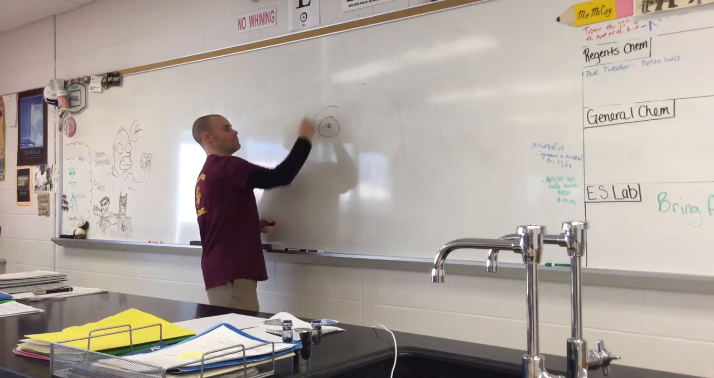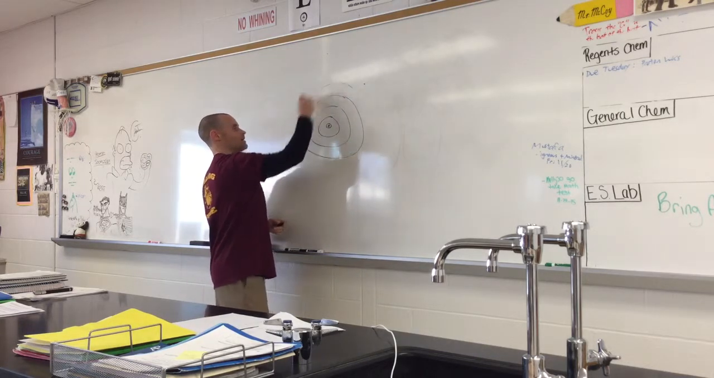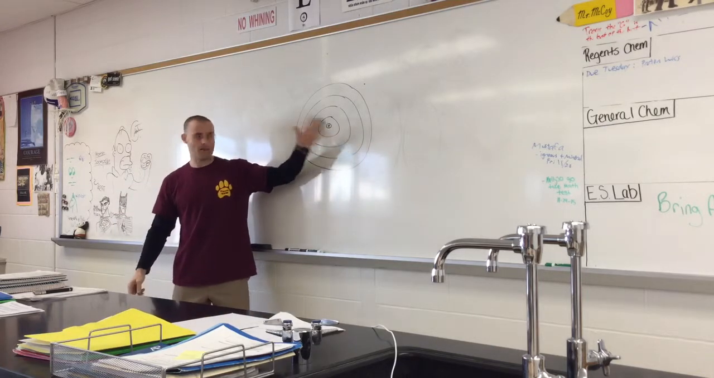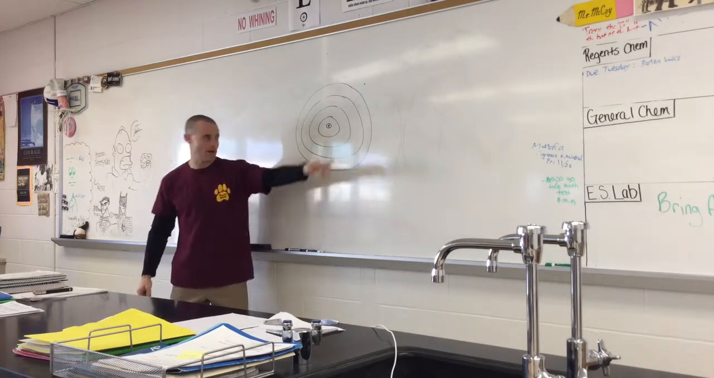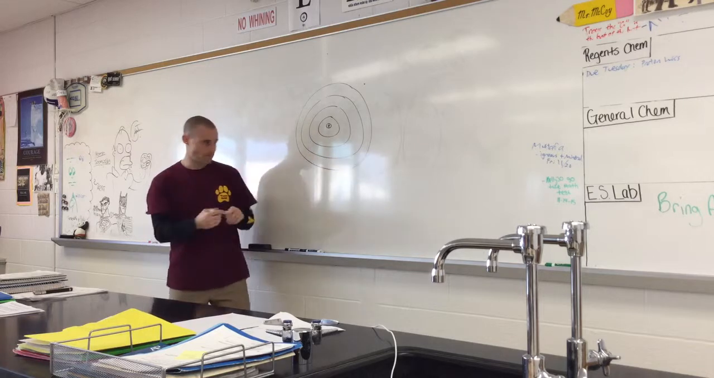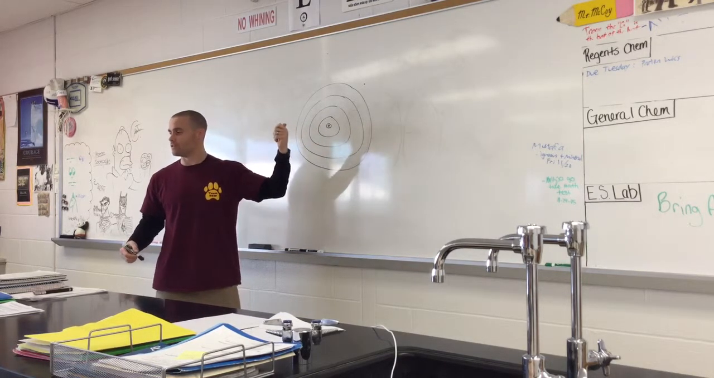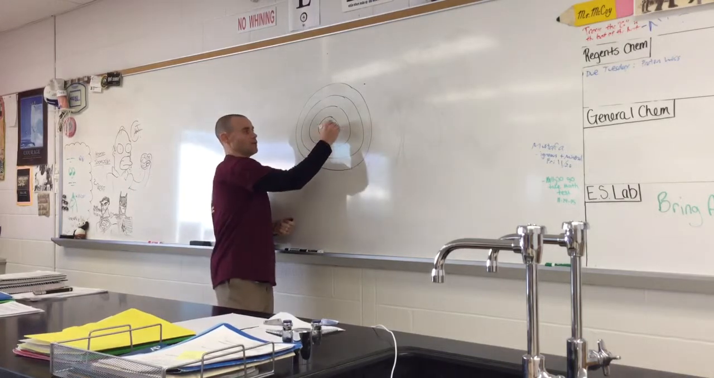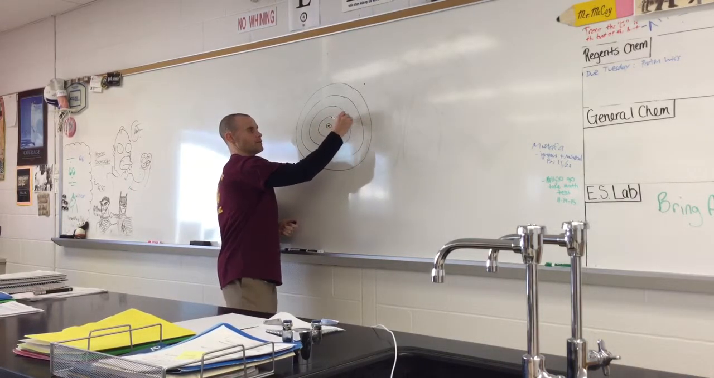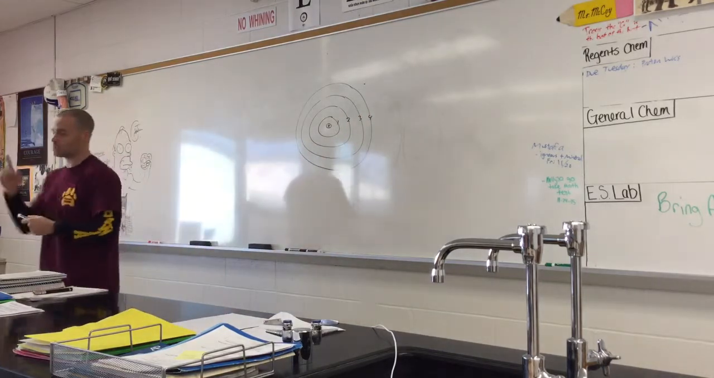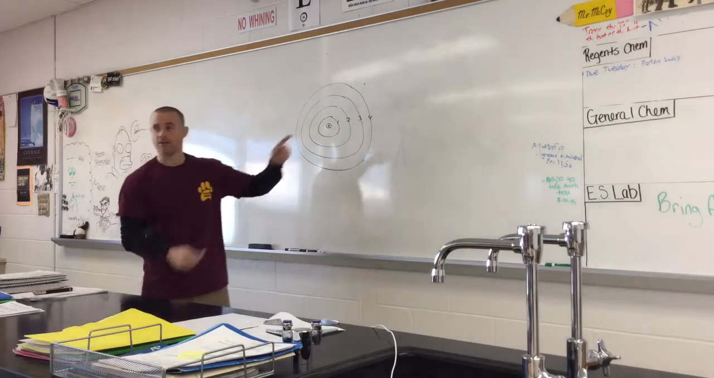So Bohr said we have these levels. How many levels are there? 7. I only drew 4. There's 3 more, right? So 1, 2, 3, 4. You guys have this drawn, right? Okay, I'm going to add something to it, so hopefully you have room. I just want you to put first, second, third, fourth. And then I want to add how many electrons, because that's what he was correct about.